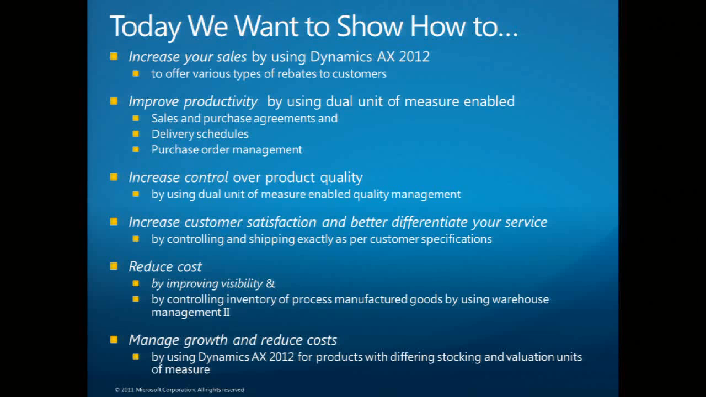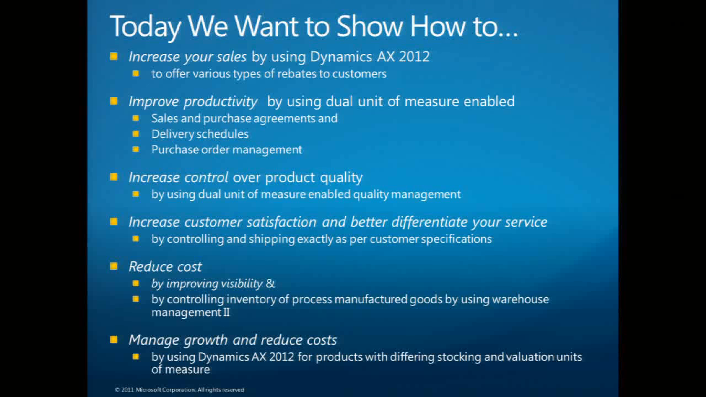Increasing control over product quality. Quality management was available in AX 2009, and it's part of a standard package, but process manufacturers need some special functionality within quality management, which has been improved from the past. So we'll talk a little bit about that. Increase customer satisfaction and better differentiate your service by controlling and shipping exactly as per customer specifications. So this is the batch attribute feature from AX 2009. It has been enhanced, and we'll see a little bit about that.